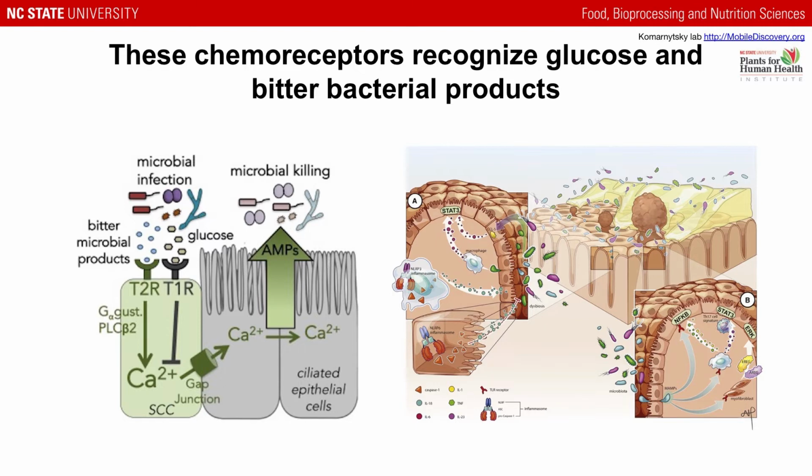Okay? So you have a counterbalance of two things. You have the sweet signal that blocks it, and the bitter signal that activates it. And it's this careful mechanism that decides the outcome of the immune response in a lung tissue.